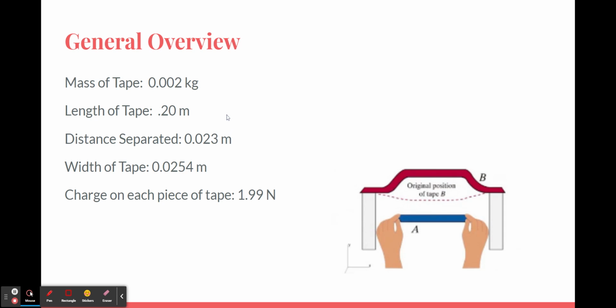In addition to this, you're also seeing a general overview of results for the lab experiment itself, with the key data being recorded. The charge on each piece of tape will be calculated later in the code.